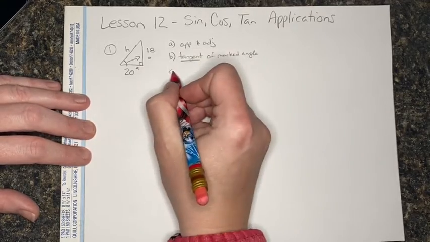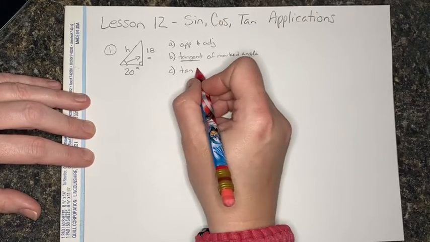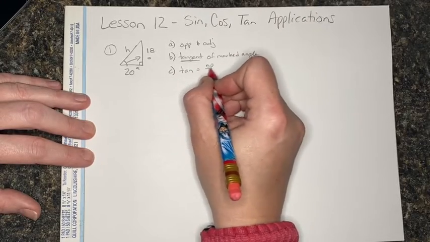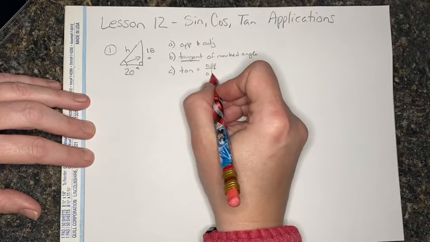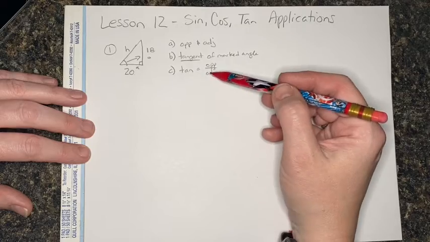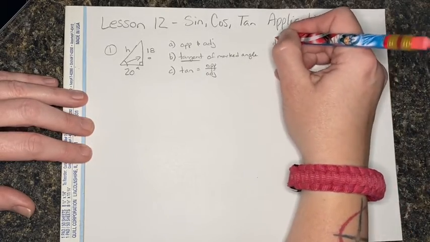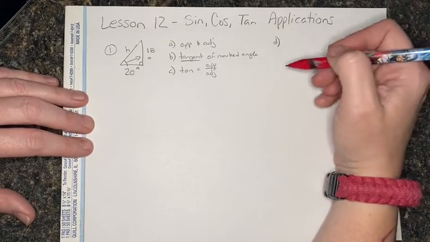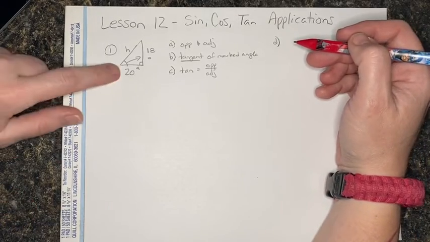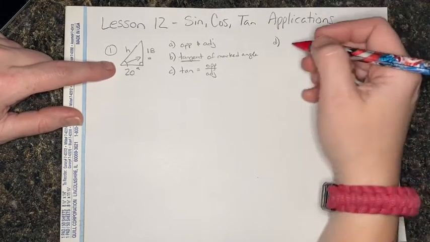So part C is setting up the formula. Well, we know that tangent is equal to opposite over adjacent, okay? A tangent of an angle is equal to the opposite over adjacent. So for part D, they want us to substitute. Do we know what the tangent of the angle is? No, because we don't know what the measure of the angle is, right? That's what we're trying to solve for.